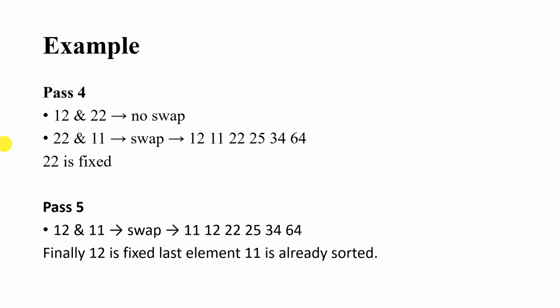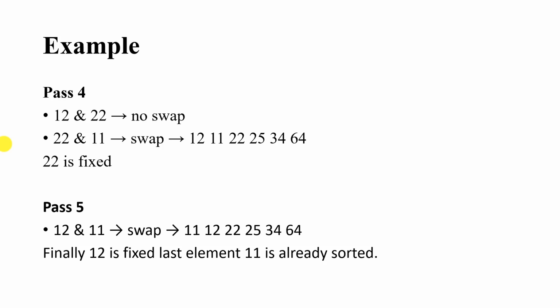22 is fixed now. Now in the next pass, 12 and 11 will be compared. So 12 and 11 are compared now. They are not in correct order. We will swap them. So 11, 12, 22, 25, 34, 64. So this is the updated sorted array. So at pass number 5, we have the sorted array.